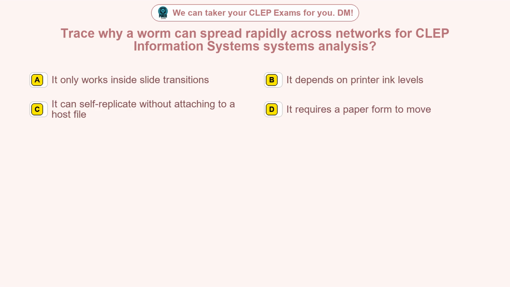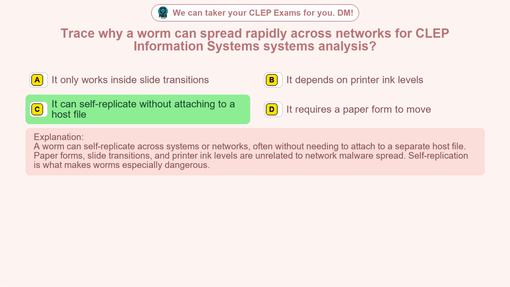Question 40. Trace why a worm can spread rapidly across networks for CLEP Information Systems analysis. Option A. It only works inside slide transitions. Option B. It depends on printer ink levels. Option C. It can self-replicate without attaching to a host file. Option D. It requires a paper form to move. The correct answer is option C. It can self-replicate without attaching to a host file.